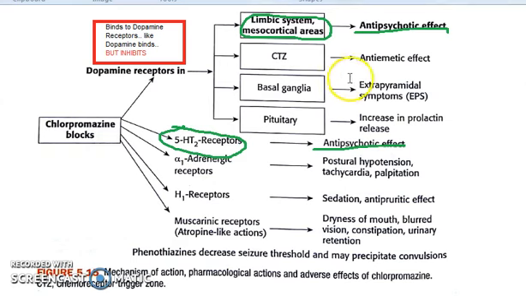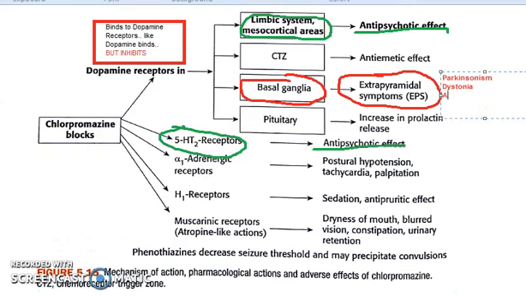Now, what are the other effects of chlorpromazine? You have to note this very important feature. It works on the basal ganglia and causes extrapyramidal symptoms. There are 4 extrapyramidal symptoms that you need to know: Parkinsonism, dystonia, akathisia, and dyskinesia. If you want, you can remember dystonia, dyskinesia and akathisia. These are some of the negative symptoms that it might cause.